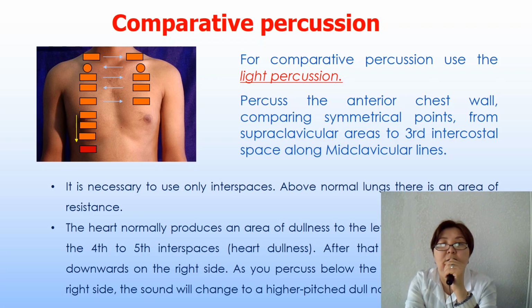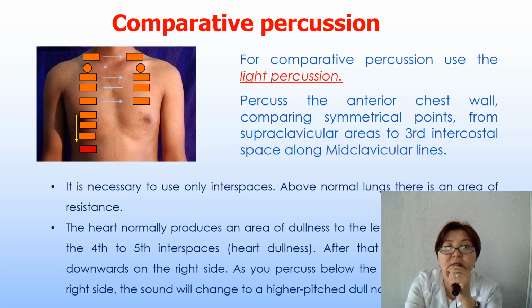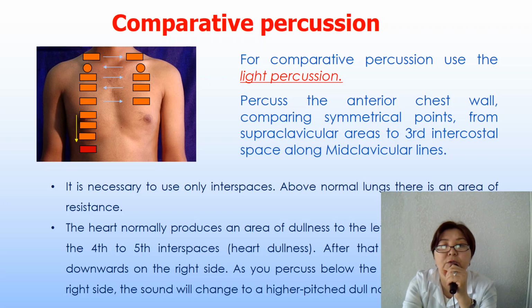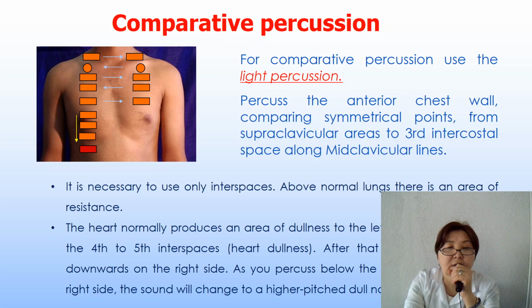Comparative percussion. For comparative percussion, use light percussion. Percuss the anterior chest wall, comparing symmetrical points from the supraclavicular areas to the third intercostal space along the mid-clavicular lines. If necessary, use only interspaces. Above normal lungs, there is an area of resonance.